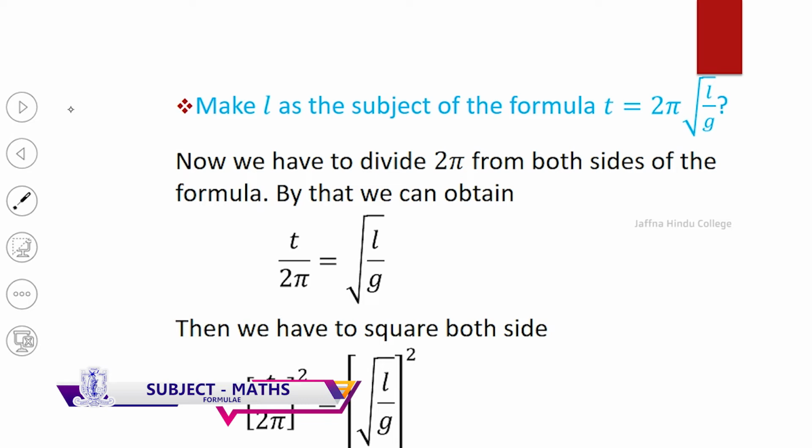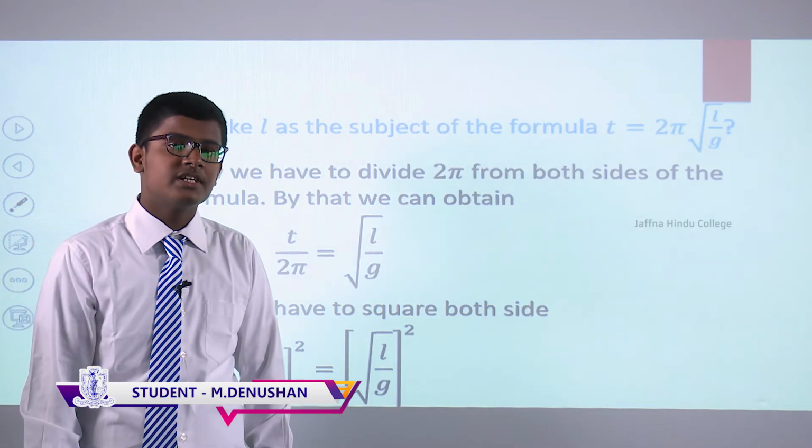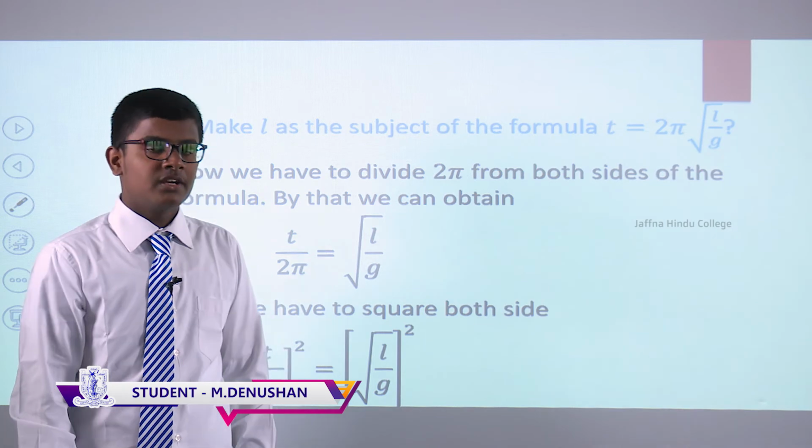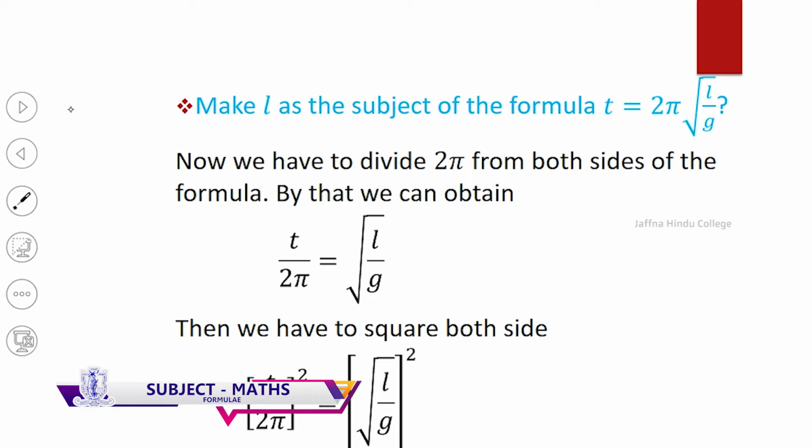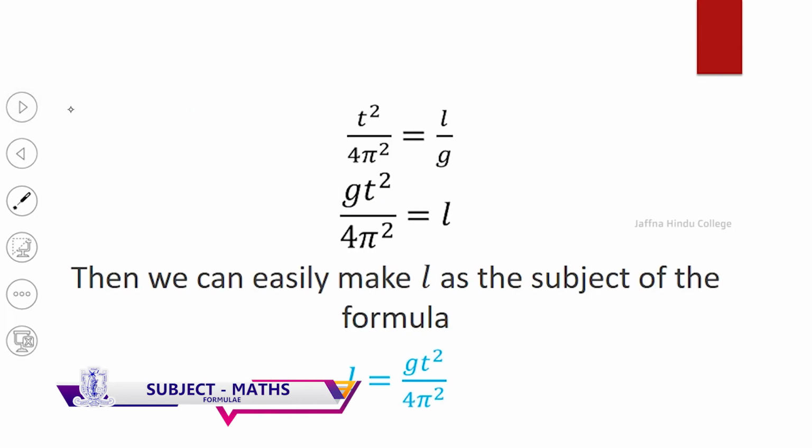In the formula T is equal to 2 pi root L over g, we have to make L the subject. For that purpose, we have to divide both sides by 2 pi. By that we obtain T over 2 pi equals root L over g. Then we have to square both sides to remove the square root sign on the right hand side of the equation. By simplifying, we obtain that T squared over 4 pi squared is equal to L over g.